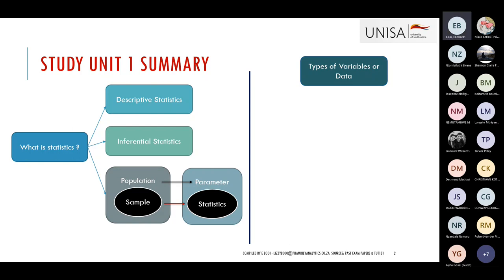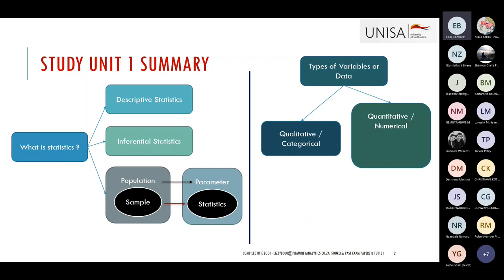So once we understand what the types of variables are and the types of data are, can you give me those two types? Categorical or numerical, or we can also refer to them as qualitative and quantitative, right? If it is qualitative data, it is data that you can put into categories. If it is quantitative data, it is data that you can observe or measure.